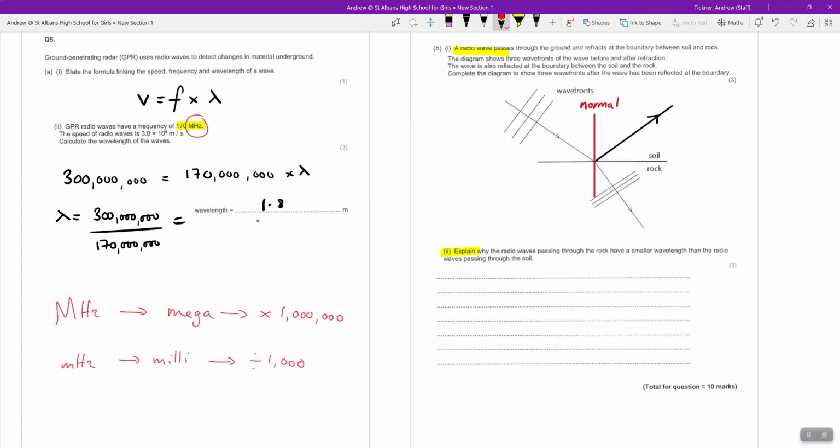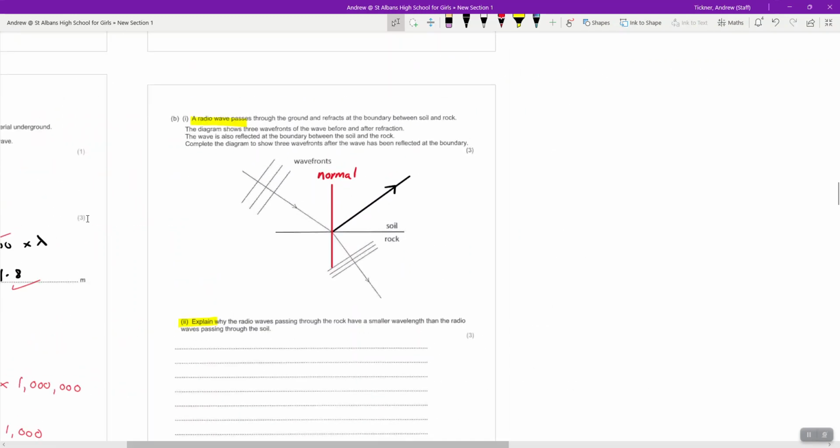So just be aware that a big capital M means multiply by a million, and a little m means divide by 1,000. So put our numbers in. You can do it in standard form, or you can just type out loads of zeros. 3 times 10 to the 8 is 300 million. 170 mega is 170 million. So our wavelength is 300 million divided by 170 million. So we get a mark for substituting, a mark for rearranging, and a mark for the answer, which is 1.8.